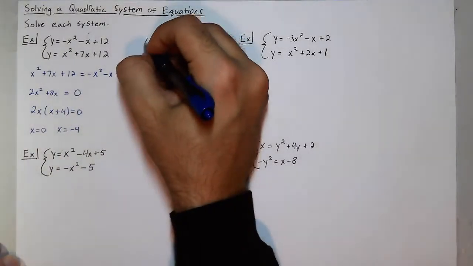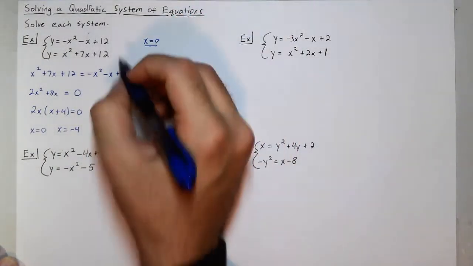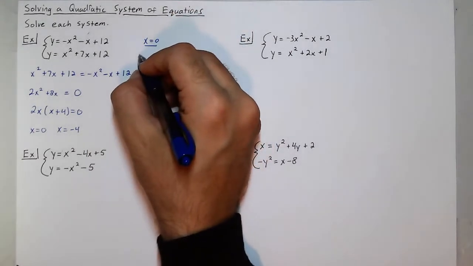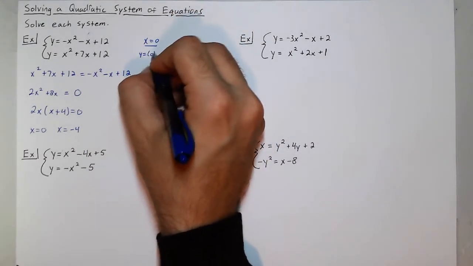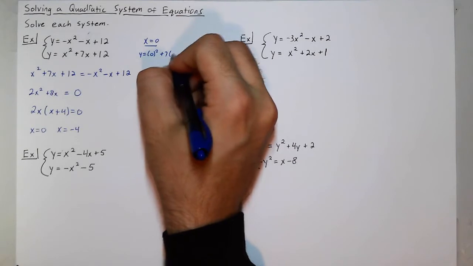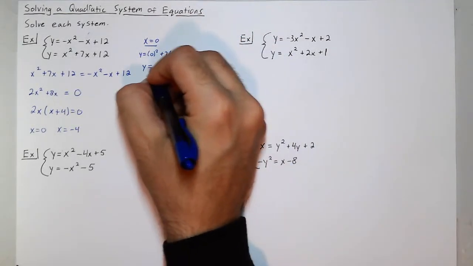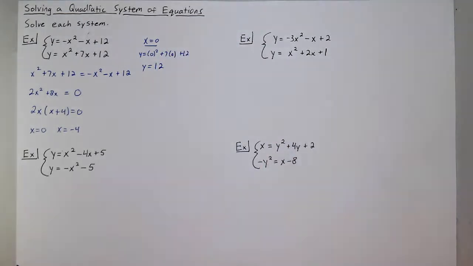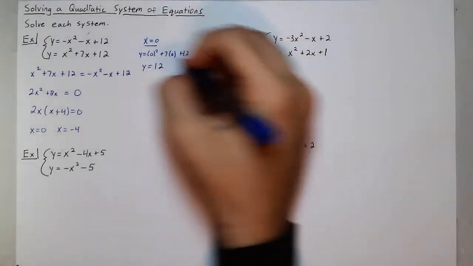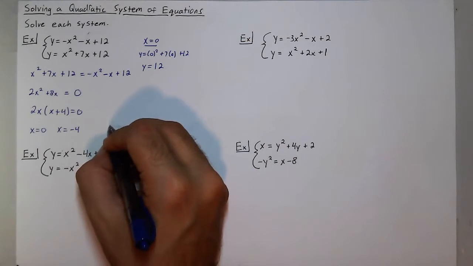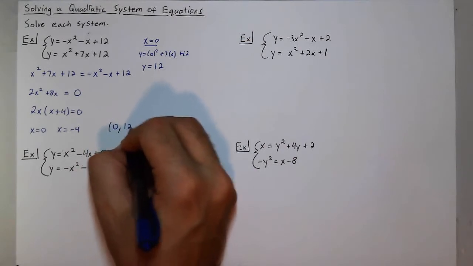So we'll plug in 0 for x into either equation. I'll use the bottom one. So if y is equal to 0 squared plus 7 times 0 plus 12, this gives me y is equal to 12. So one solution to this system would be 0, 12.